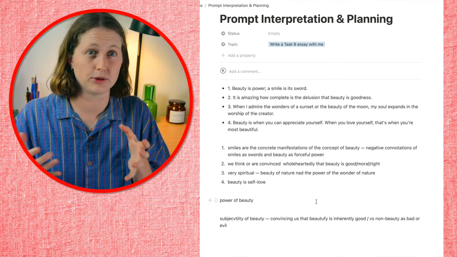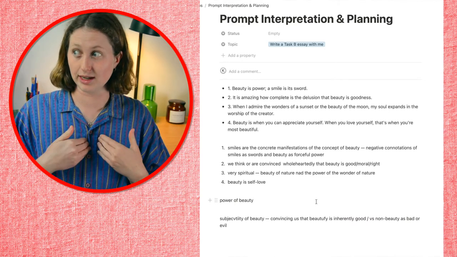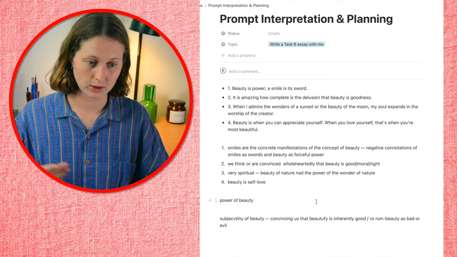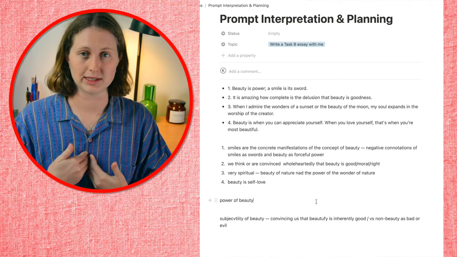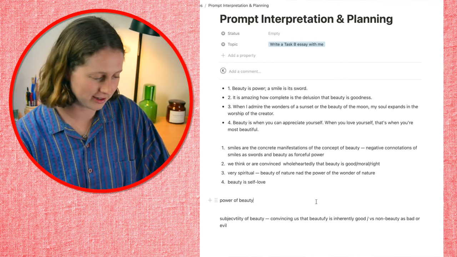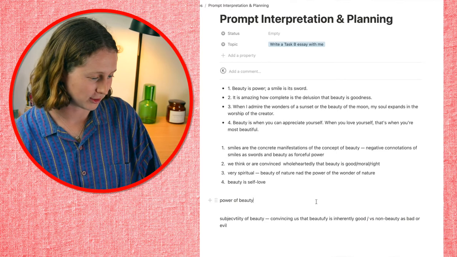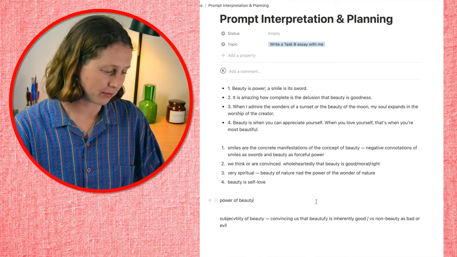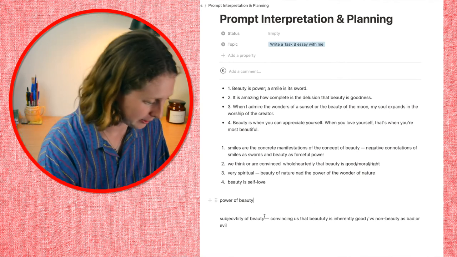Is beauty in the outside world, or is it in us? Or are we part of the outside world? What's the difference between the beauty inside of us and the beauty outside of us? Okay, I've got some ideas. Who knows where this is going to go, but okay, I've summarized it into a theme. I've kind of taken some stuff out of it.